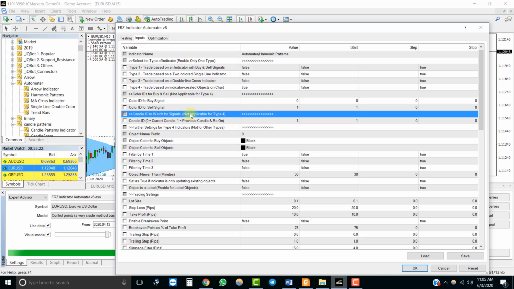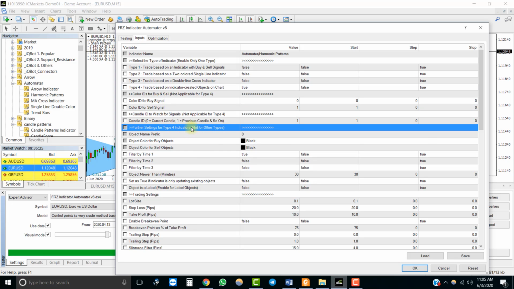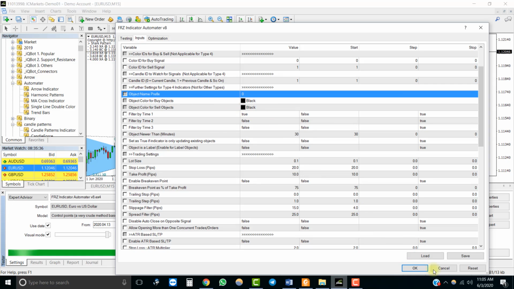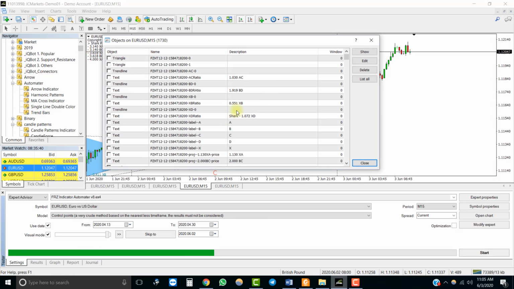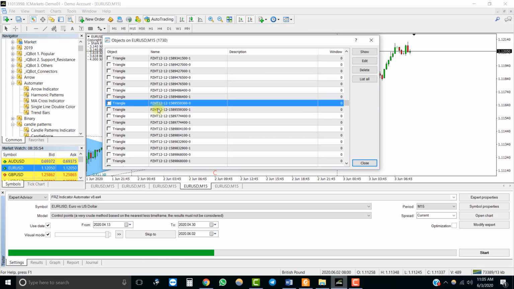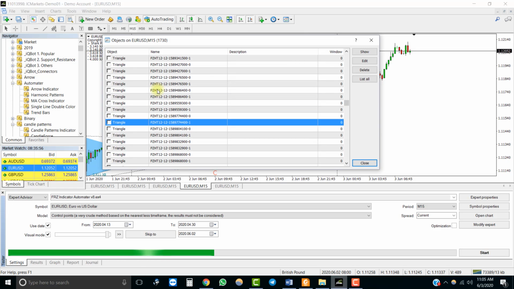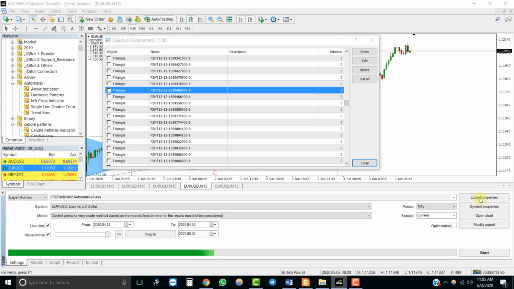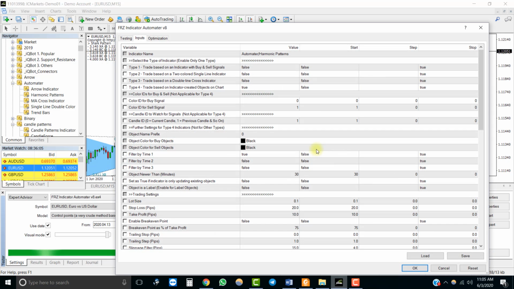Also note that color IDs and the candle ID are not relevant to object-based indicators. But you need to map the object properties in the settings in order for the EA to recognize the objects. Now let's try to identify the object name prefix. If you look at the objects, you will notice that each of the triangles has a name prefix starting with PZHT12. So we can use this as the object name prefix.